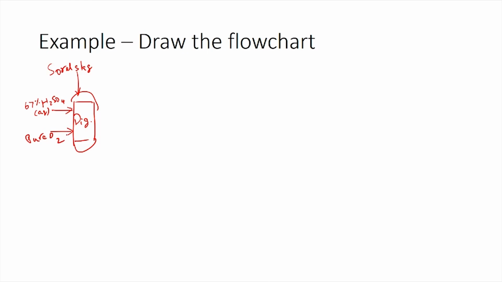Then it is also said that scrap iron, which is pure iron, is added to the digester to reduce the formation of ferric sulfate to negligible amounts. So, you also have scrap iron added to the digester. It has been told that 36 kilograms of scrap iron is added per kilogram of sorrel slag.